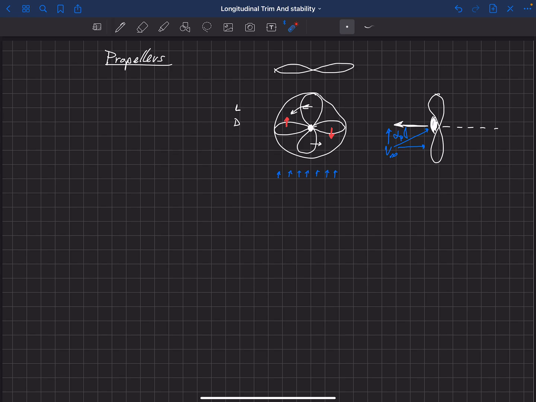Remember, drag goes up proportional to your dynamic pressure, which is 1/2 rho v squared, right? So we have a larger dynamic pressure over here, so our drag is going to increase. So let's draw that here in blue. So we're going to have a larger drag than we used to.